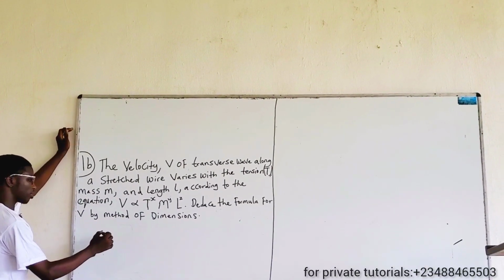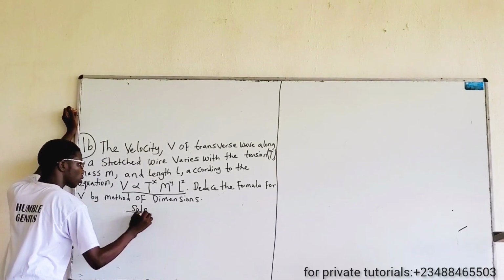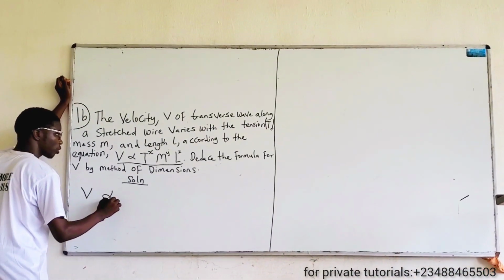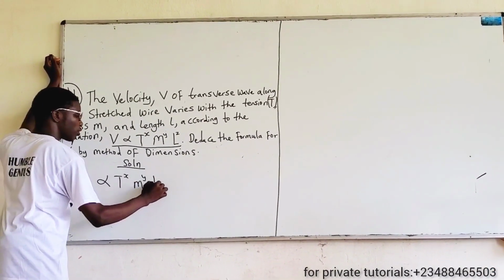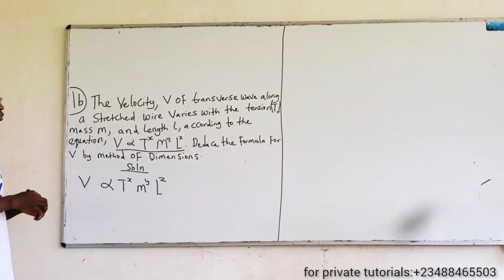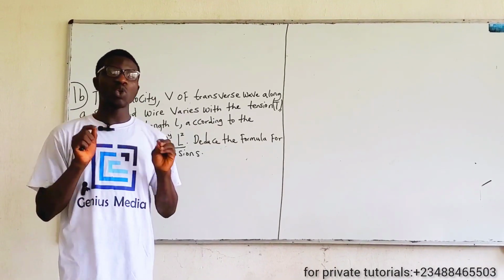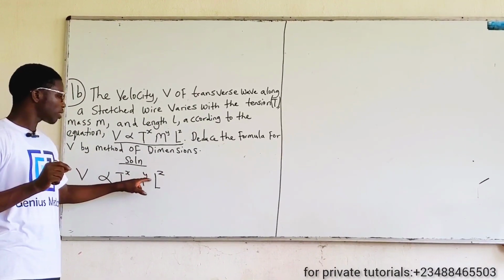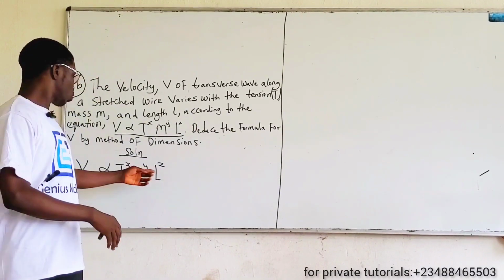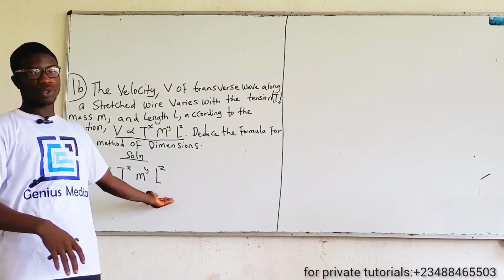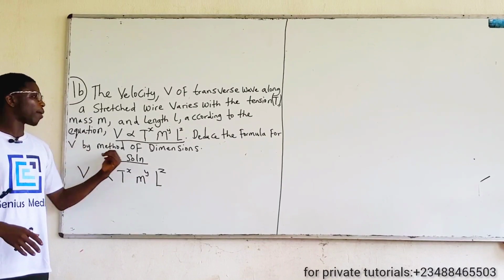Now, let me write the relation we were given. So we were given solution. We are given the relation of v directly proportional to T raised to power x, m raised to power y, and l raised to power z. And we are asked to deduce the right formula. Before we can deduce this formula, we need to know what is x, what is y, and what is z. So once we know the values of x, y, and z, and we substitute them into this relation, then we will know the formula for v by method of dimensions.